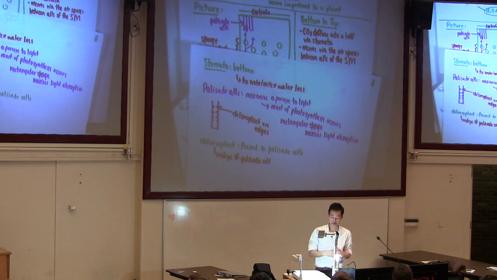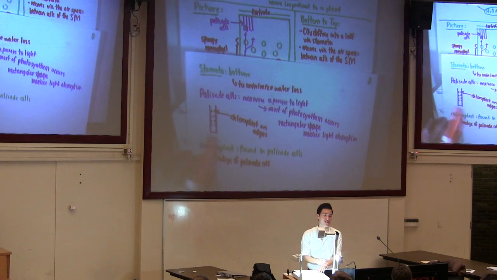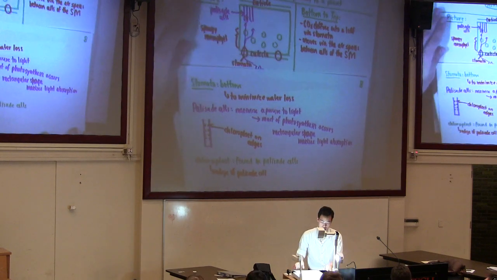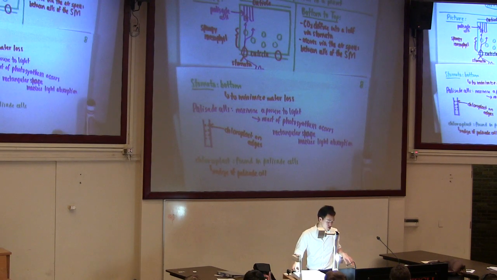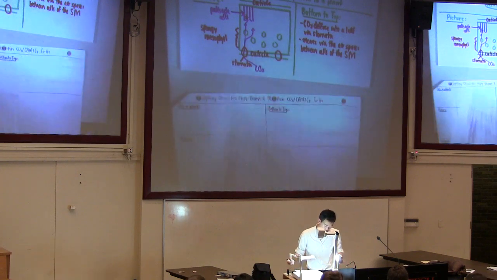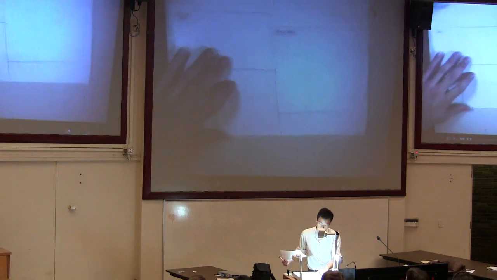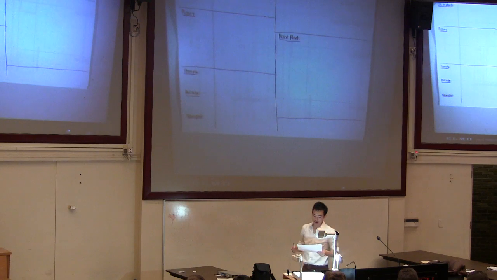There may be a few, but the majority of them will be in the palisade cells. If there are, there would be a few, but just know they're in the palisade cells. Any questions? Okay, so let's continue on to the next part, which is the box that says desert plants.